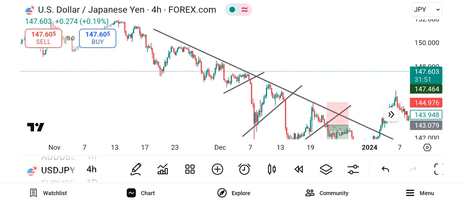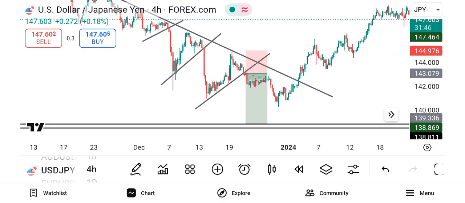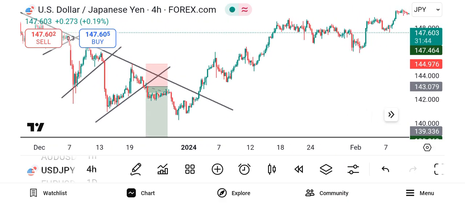If you watch most of my videos, this is how I trade. The USDCHF you are seeing, I traded that. This is how I trade most of the time, and it has been helping me a lot.